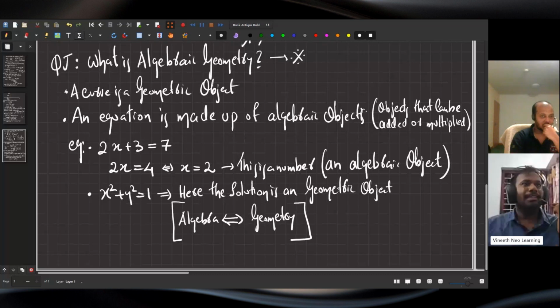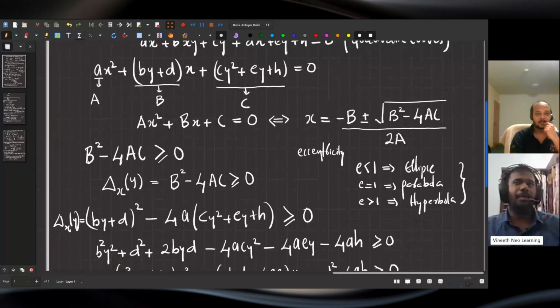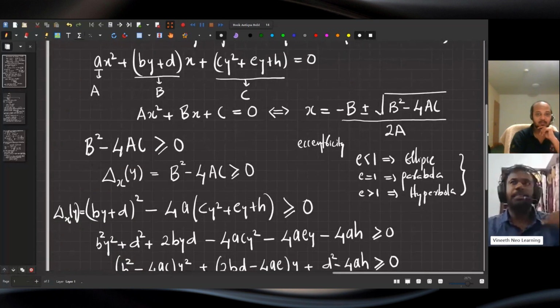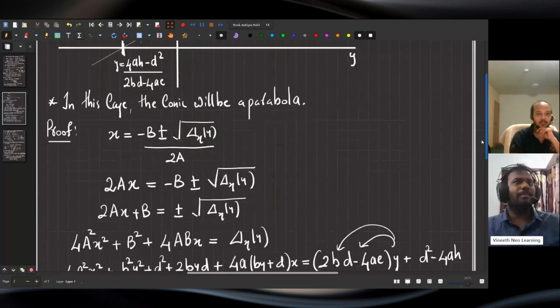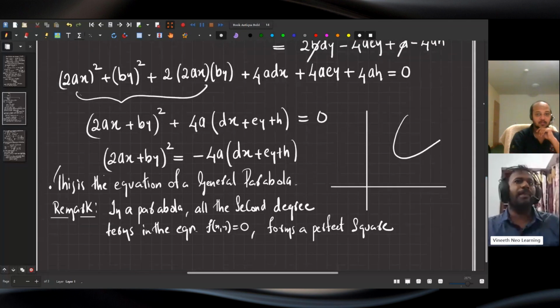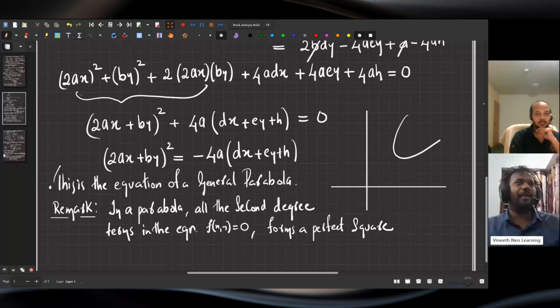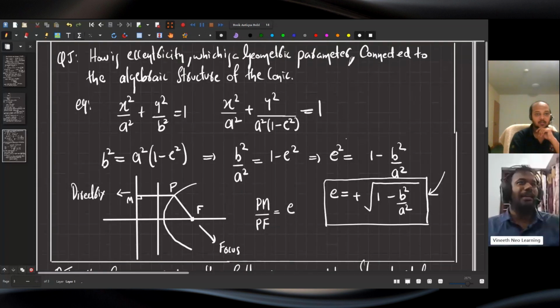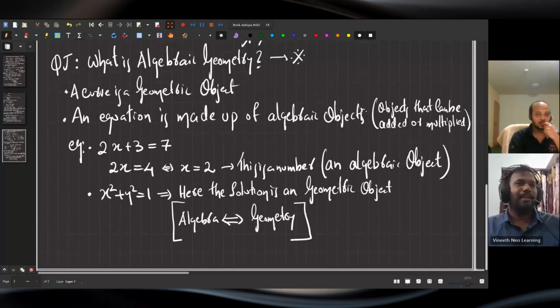We just got a slight taste of what that looks like. We took just an algebraic equation, manipulated it purely algebraically with just basic reasoning, and arrived at a geometric object like a parabola. That is a prime example of algebraic geometry in action. Any doubts, Joe? No doubts here.